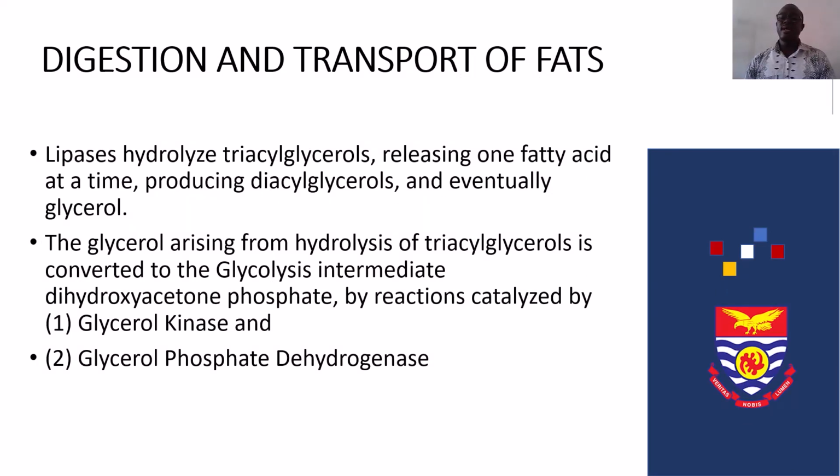Lipases hydrolyze triacylglycerols, releasing one fatty acid at a time, producing diacylglycerols and eventually glycerol. The glycerol arising from hydrolysis of triacylglycerols is converted to the glycolysis intermediate dihydroxyacetone phosphate by reactions catalyzed by glycerol kinase and glycerol phosphate dehydrogenase.